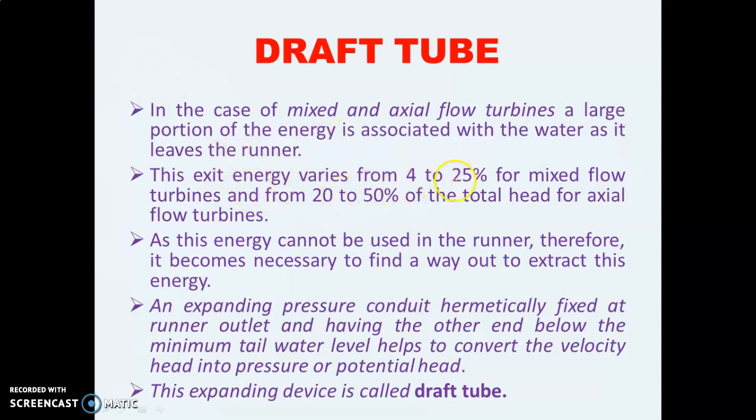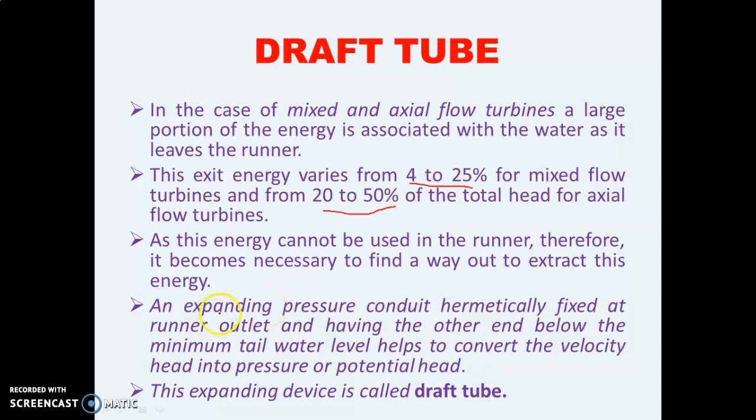The exit energy varies from 4 to 25% for a mixed flow turbine. That means the energy loss at the exit for mixed flow, that is the Francis turbine, is 4 to 25%, and for the Kaplan turbine it is 20 to 50% exit loss in energy. As this energy cannot be used in the runner, it becomes necessary to find a way to extract this energy. The energy which is lost at the exit cannot be converted back and used in the runner. So we have to find a way to extract this energy.